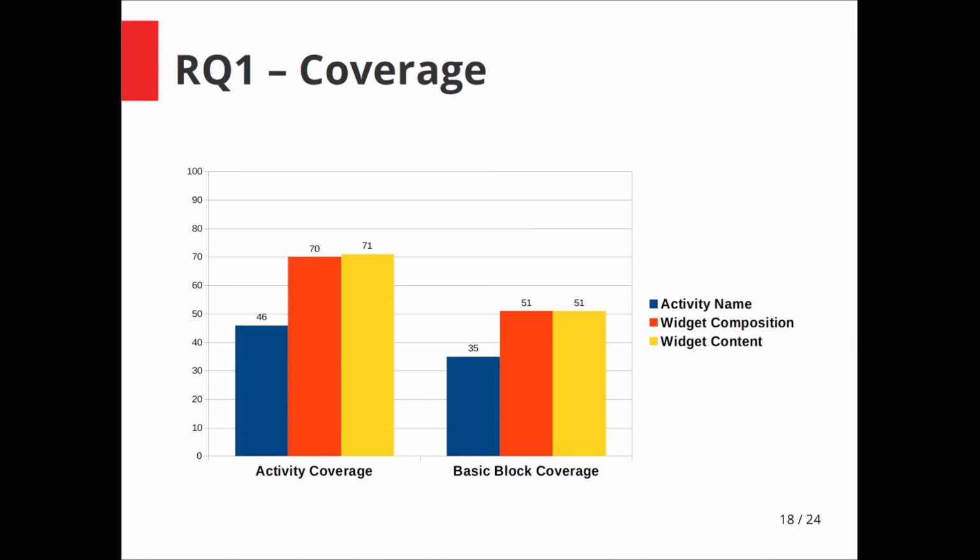Here we can observe a different picture. We measured both activity and basic block coverage for the three abstraction levels. In both cases, the activity name abstraction leads to poor results, in contrast to the more fine-grained surrogate models. We can conclude that a less accurate surrogate model leads to more tests but less coverage, while a more fine-grained model leads to less tests but a higher coverage.